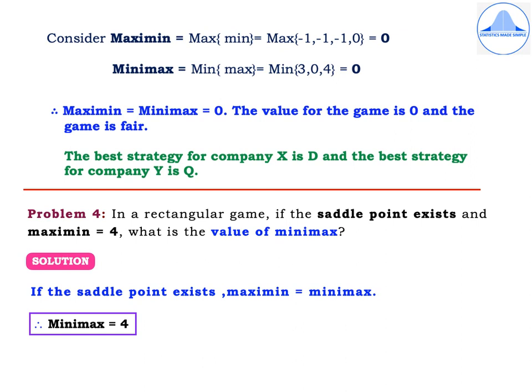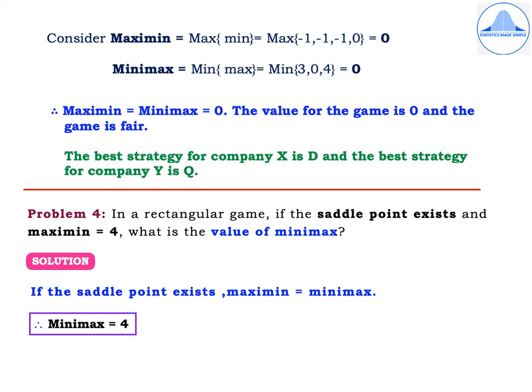Now consider Maximin, which is equal to maximum of the minimum values, which is maximum of -1, -1, -1 and 0, which is equal to 0. And minimax is minimum of the maximum values, which is minimum of 3, 0 and 4, which is equal to 0. Here we see that maximin is equal to minimax is equal to 0. The value of the game is 0 and the game is fair.